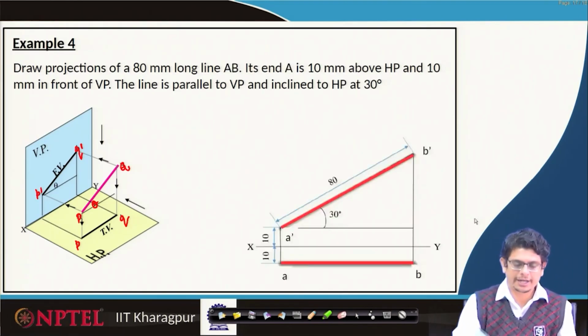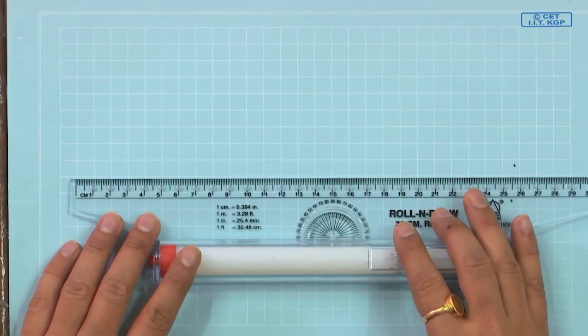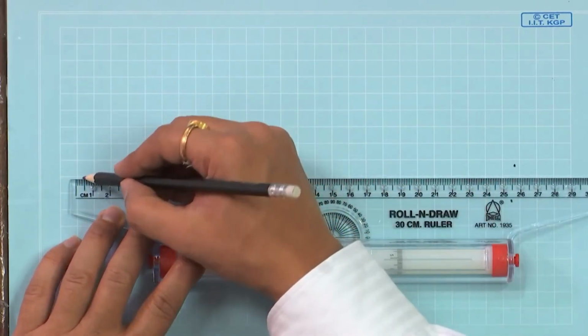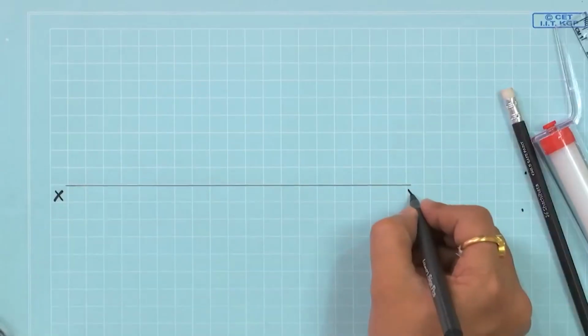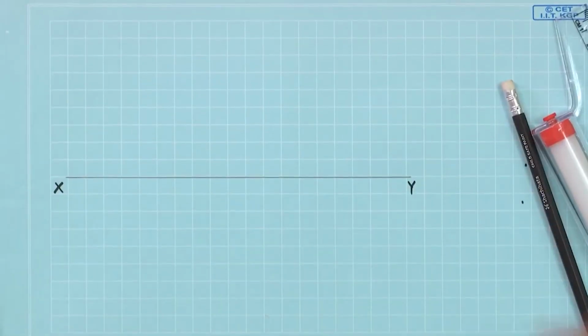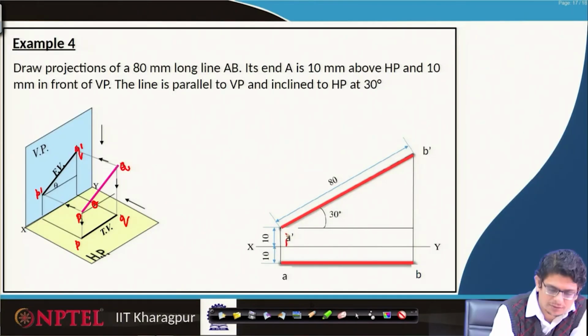Let us draw this line after understanding these projections. First of all, we have to draw an xy line. This is the x axis, y axis. First, we have to project this point Q, this is Q and this is P.